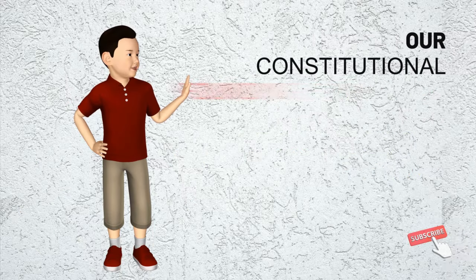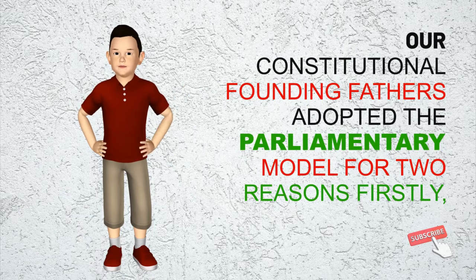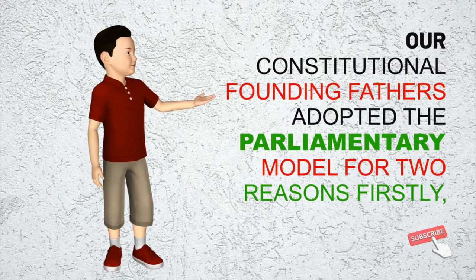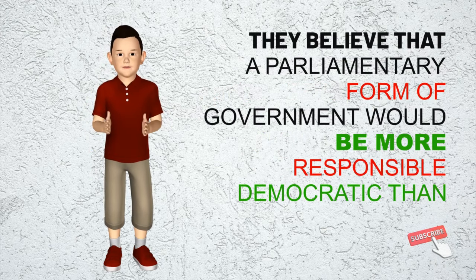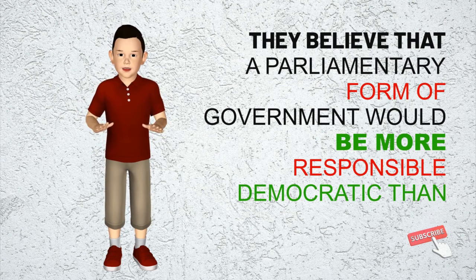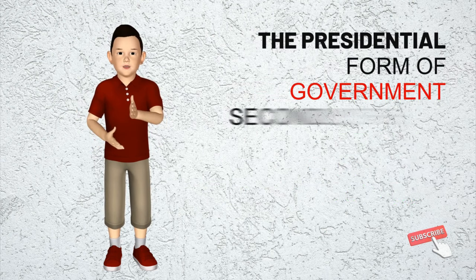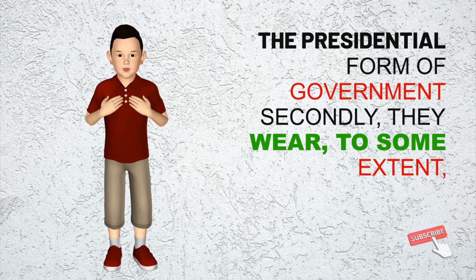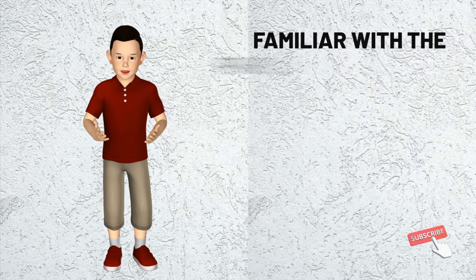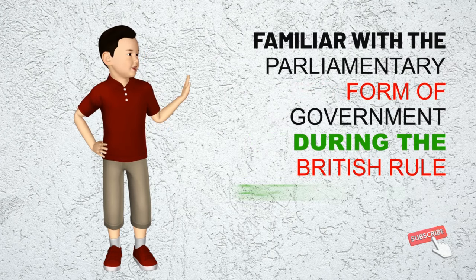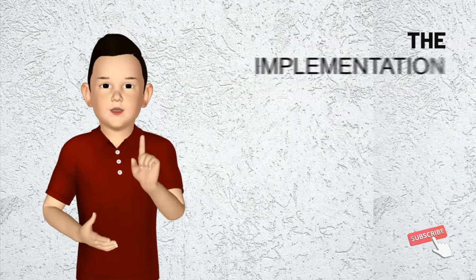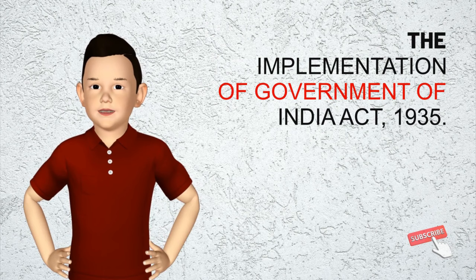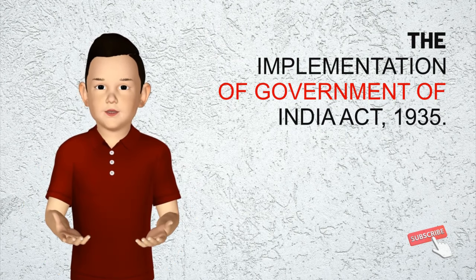Our constitutional founding fathers adopted the parliamentary model for two reasons. Firstly, they believed that a parliamentary form of government would be more responsible and democratic than the presidential form of government. Secondly, they were, to some extent, familiar with the parliamentary form of government during the British rule, particularly after the implementation of the Government of India Act, 1935.